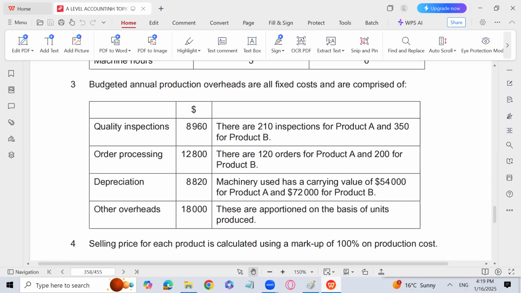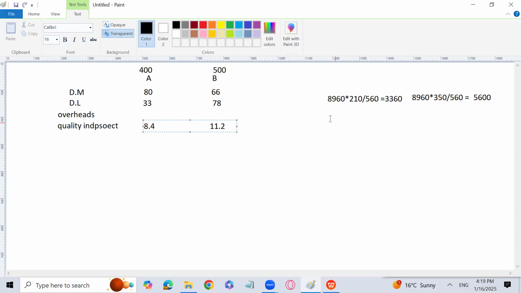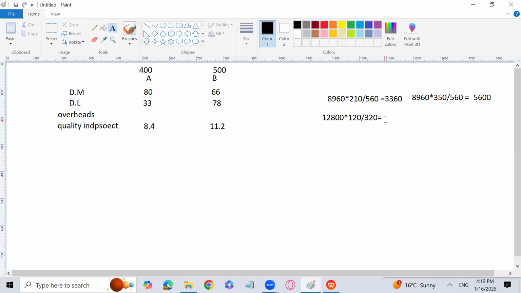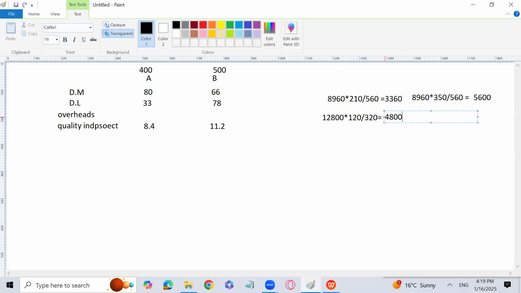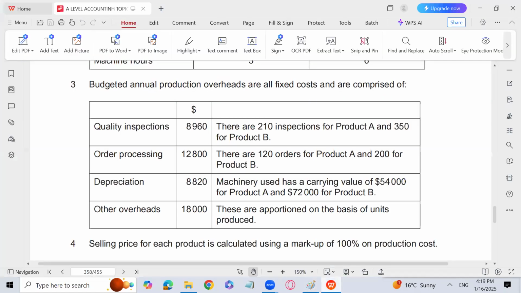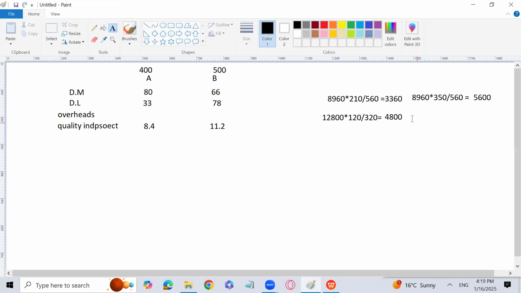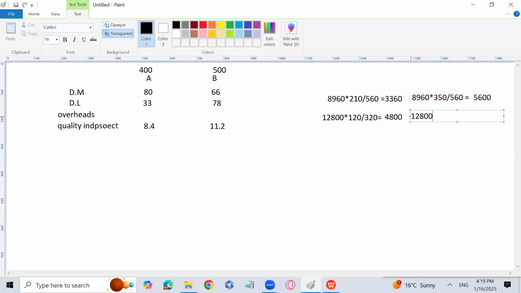Next is going to be our order processing. 12,800 into 120 divided by 320. It is always better to write it down actually, into 120 divided by 320, because if you are showing the calculation, it gives a good impact on the examiner. 4800. Then 12,800 multiplied by 200 divided by 320 is equal to 8,000. So 4,800 divided by 400 is going to be 12. And 8,000 divided by 500, 16. That is going to be the per unit for order processing.